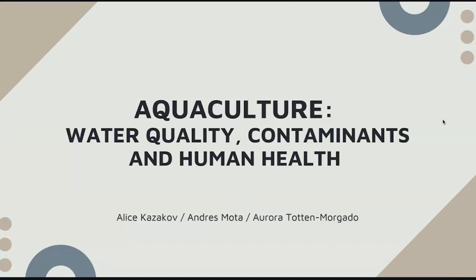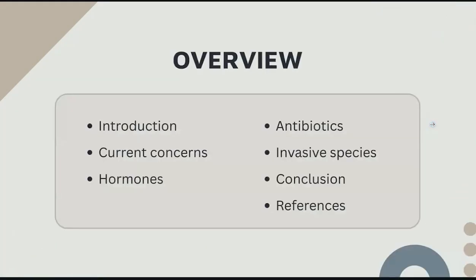We will be talking about aquaculture, specifically how it affects water quality, some of the emerging contaminants, and how those affect human health. So just as a brief overview, we want to explain what aquaculture really is, some of the current concerns and contaminants, which include hormones, antibiotics, and invasive species. And we want to give a brief conclusion of our findings and how they relate to each other.